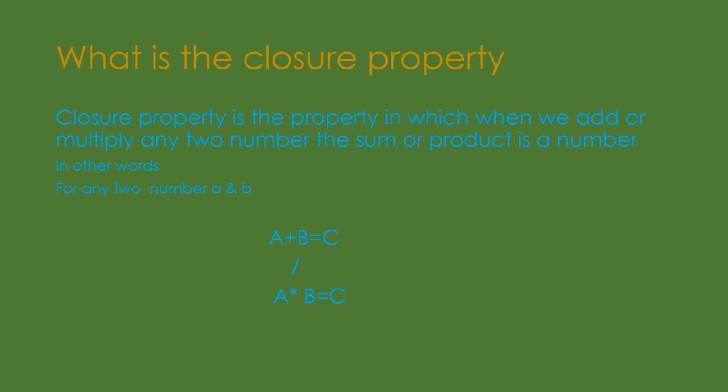7 plus 3 is equal to 10. Now here we get the same whole number, same natural number as 10. Now let's multiply this one. 7 into 3 equal to 21, which is also a natural number. So these all satisfy the closure property.